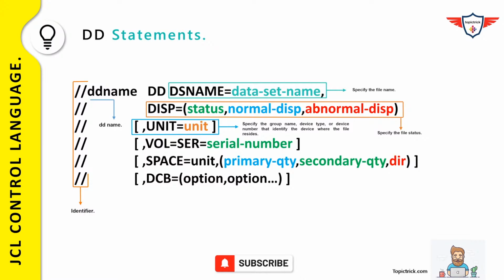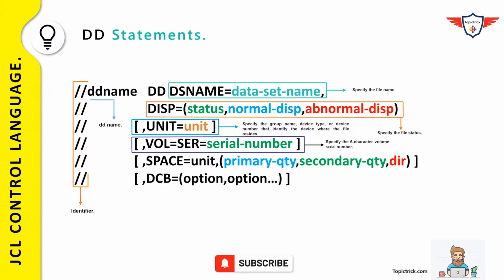The disposition parameter may have up to 3 positional subparameters, and if one or more subparameters are used, then they have to be separated by commas, the way I have just mentioned in the slide. We're going to discuss all these parameters in detail in our next slide. The next parameter is unit, and it is used to specify group name, device type, or device number that identify the device where the file is residing. And remember, if the file is already cataloged, then you are not required to code the unit parameter.